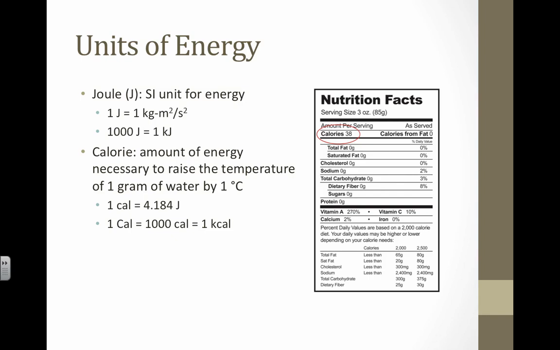Calories, which we see on the back of our nutrition and food labels all the time, is the amount of energy needed to raise the temperature of 1 gram of water by 1 degree Celsius. In case you have to convert from calories to joules, 1 calorie is equal to 4.184 joules. This is something to remember. If you see a Calorie with a capital C, this is known as a dietary calorie, and dietary calories are actually kilocalories. So a dietary calorie is actually 1,000 little calories.